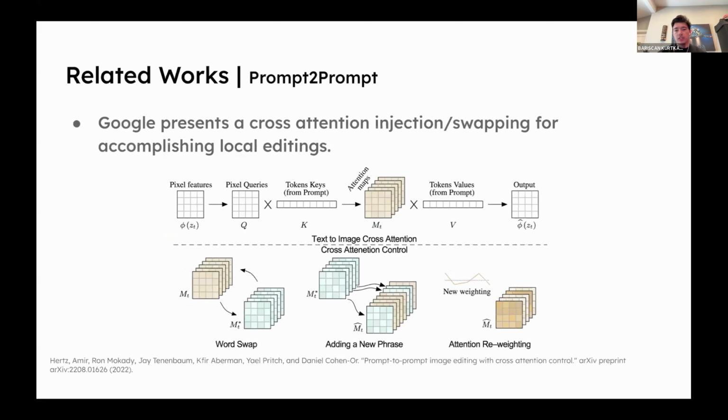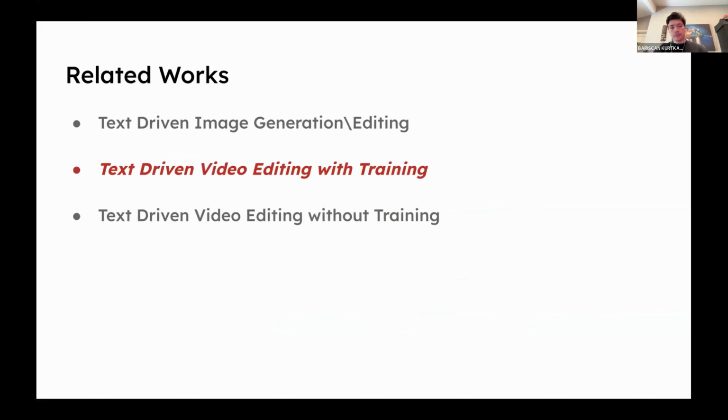Also, Prompt-to-Prompt is a Google paper. Google presents cross-attention injection, swapping, for accomplishing local editing. For example, you have a prompt that says a puppy is swimming and you want to change the puppy to a cat. So your source prompt is a puppy is swimming and your target prompt is a cat is swimming. They basically change the cross-attention of puppy and cat. In that case, they can preserve the other words of the prompt and the whole background in the image while changing the target object.